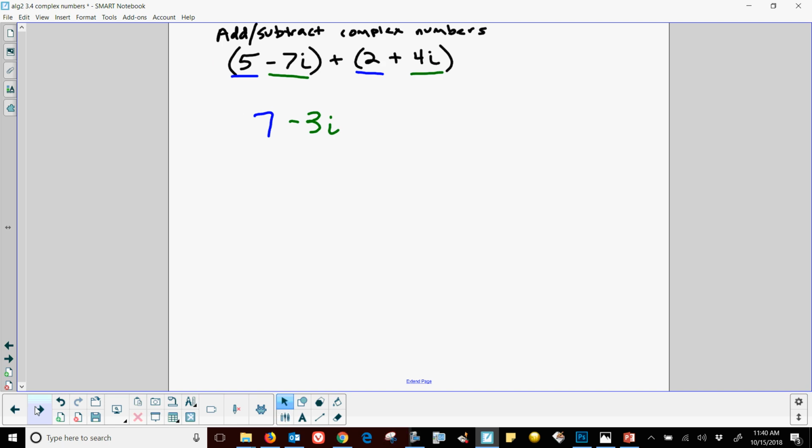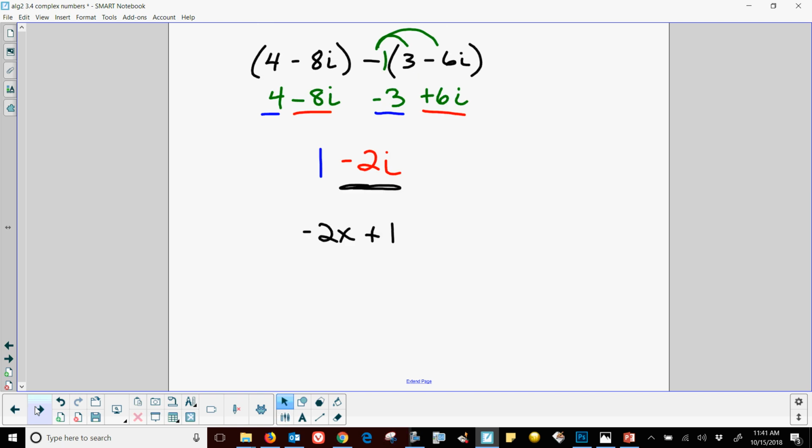Adding and subtracting complex numbers is combining like terms. If those said x's instead of i's, you'd be doing the exact same thing. 5 and 2 make 7, -7 and 4 make -3, but because they have the i on it, it becomes -3i. It does not become i squared because we're not multiplying, we're just combining like terms. When you subtract complex numbers, you distribute a negative, change the sign, and combine like terms. And I'm going really fast.